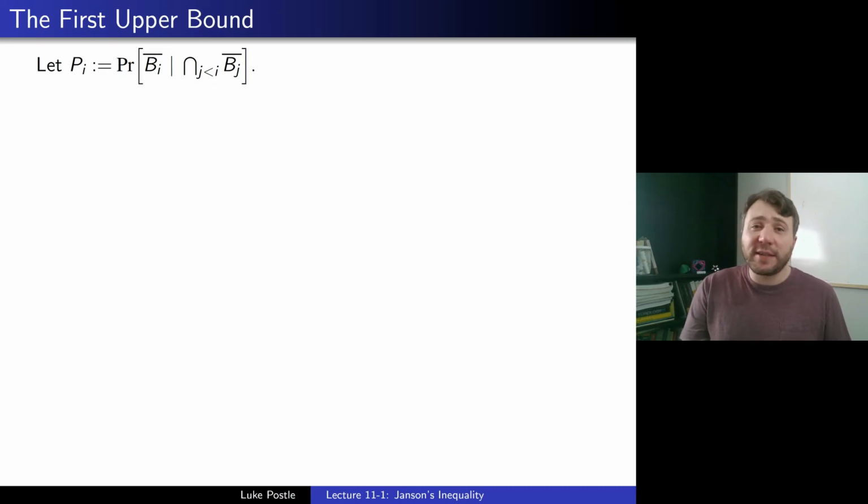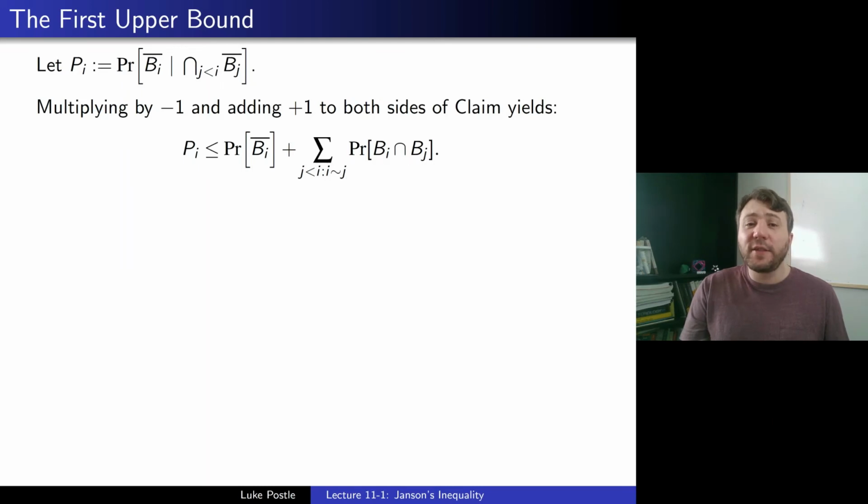But now they really follow just a bit of arithmetic. So let p_i be the probability of B_i, of not B_i, given none of the smaller ones. So that's the opposite of what we had in the claim. If we multiply the previous claim by -1 and add a 1 to both sides, we'll get the p_i as we want. The inequality becomes reversed, so it'll be less than or equal. And then instead of the probability of B_i, we'll have a 1 minus there, so we can group that as the probability of not B_i. And instead of minusing the sum, we'll have a plus of the sum, a plus of these B_i intersect B_j's. So that's what you get for each p_i.